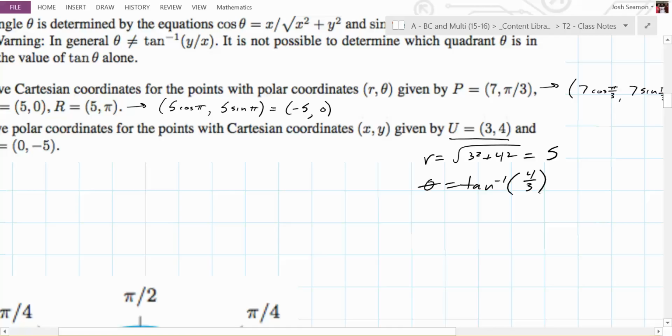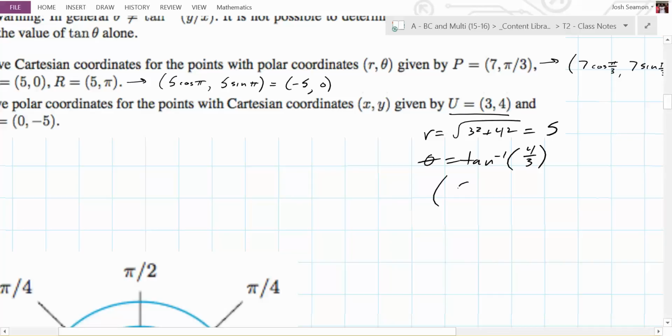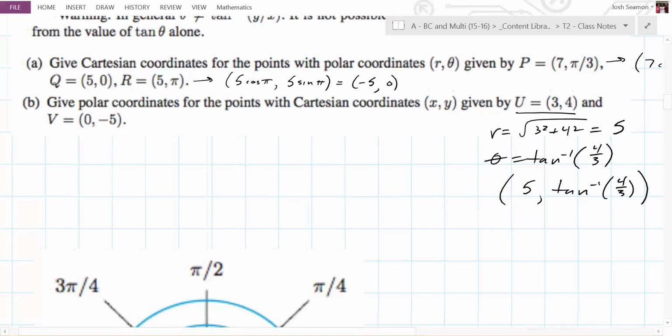Because is that a very nice degree value? No, it's not very nice. So if we were going to write this as r, theta, it would be 5 comma tan inverse of 4 over 3. Exciting. What about this one? Over 0, down 5. What's the distance away from the origin? 5. And if you've gone straight down 5, what's your degree measure? You're going counterclockwise from the positive x. It's going to be 3 pi over 2. Good.